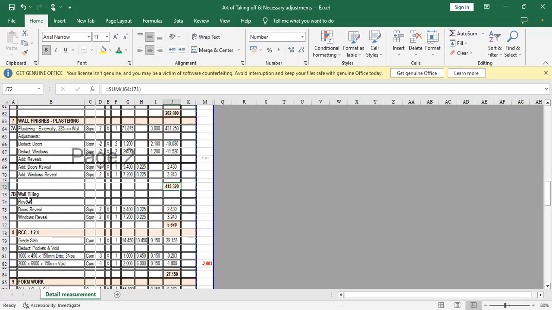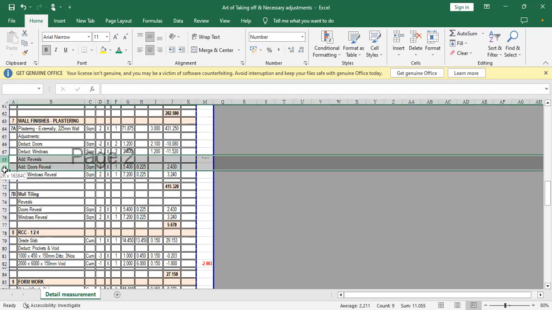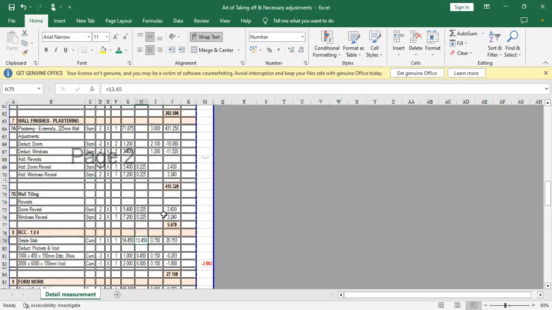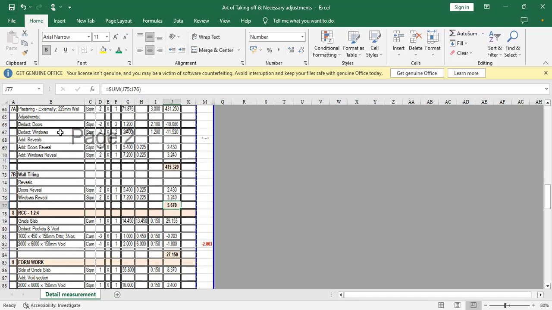Likewise, this reveal quantity, we need to consider them also, assuming we want to use tiles as our final finishing item for this wall. So the same quantity applies for doors and window, just as we have for plastering, because it's actually the same area we are going to put tiles, which translates to 5.67 square meter that we are going to have for our wall tiling.